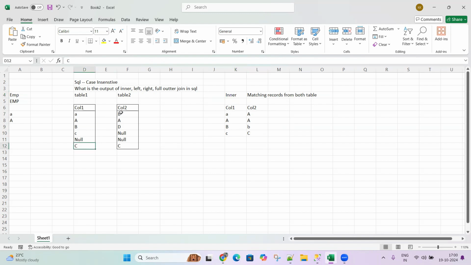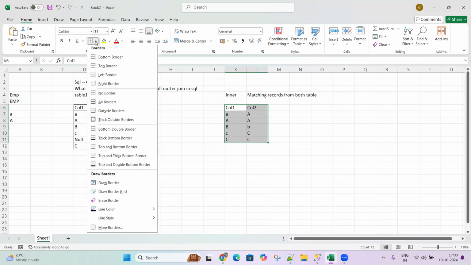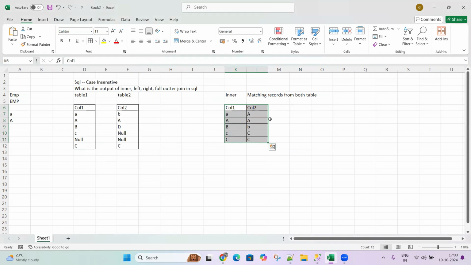Now C, let's again see here. All of these don't match; it only matches with a C. So it's a capital C here and again a capital C here. So this is the output of the inner join. It's a simple matching technique which we did, and from the input we came up with this output.